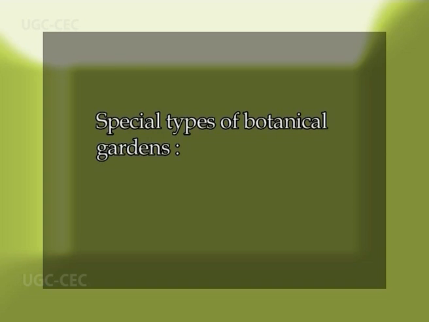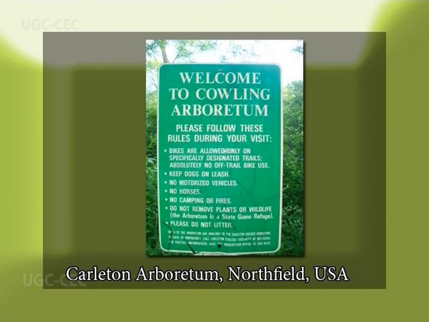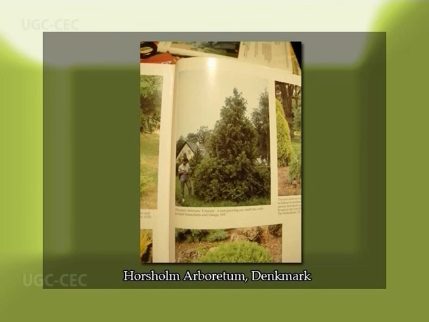Apart from these, some special types of botanical gardens are: number 1, arboretum. They are botanical gardens or parts of botanical gardens where mainly arboreal or woody plants are grown, for example, Carleton Arboretum, Northfield, USA, and Horsholm Arboretum, Denmark.